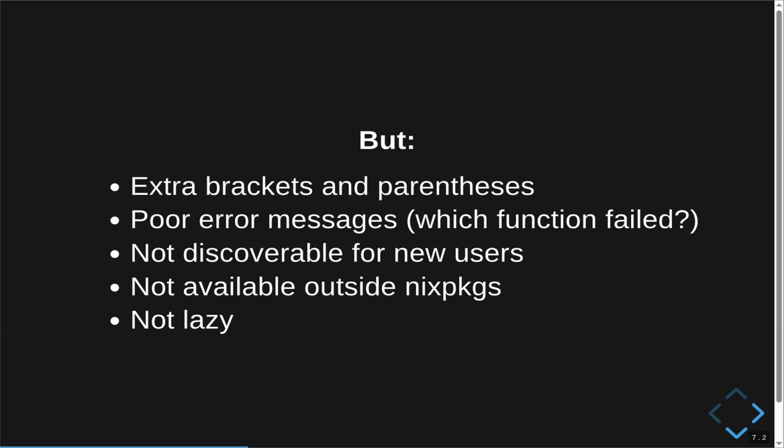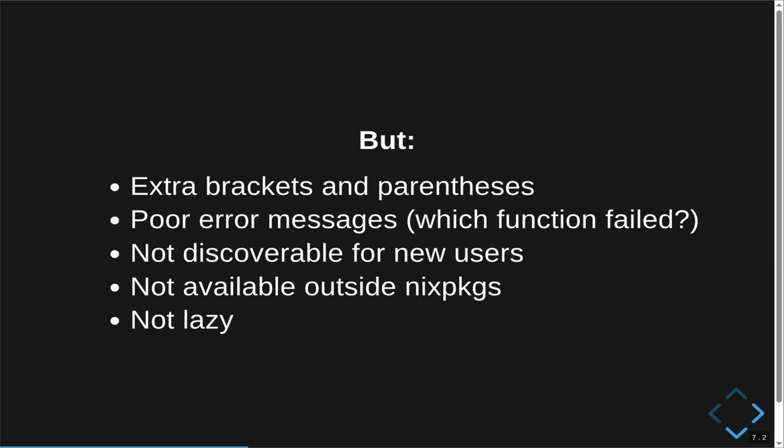Right, so there are still extra brackets and parentheses. There are error messages which are a bit harder to deal with. It's not very discoverable. I didn't know that lib.pipe existed until the RFC for the pipe operator came up. And once I saw it, I started using it wherever I needed compatibility with existing Nix versions. But the biggest problem I see with it is that it's not lazy.